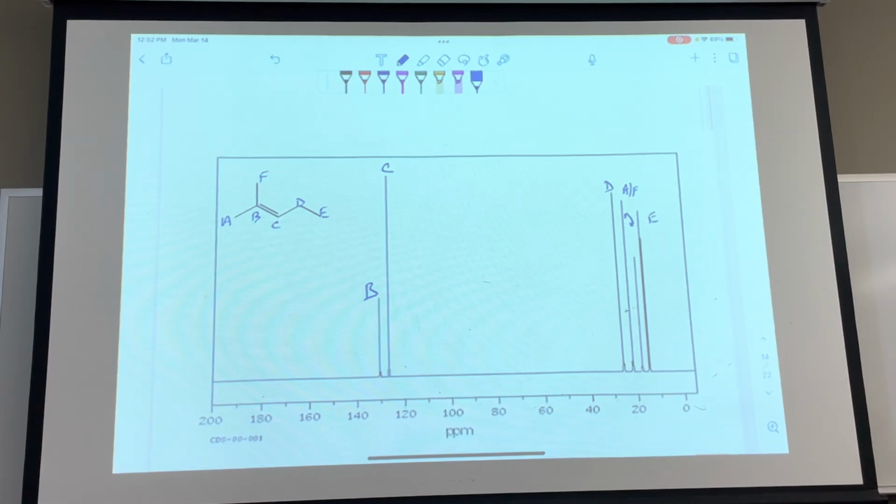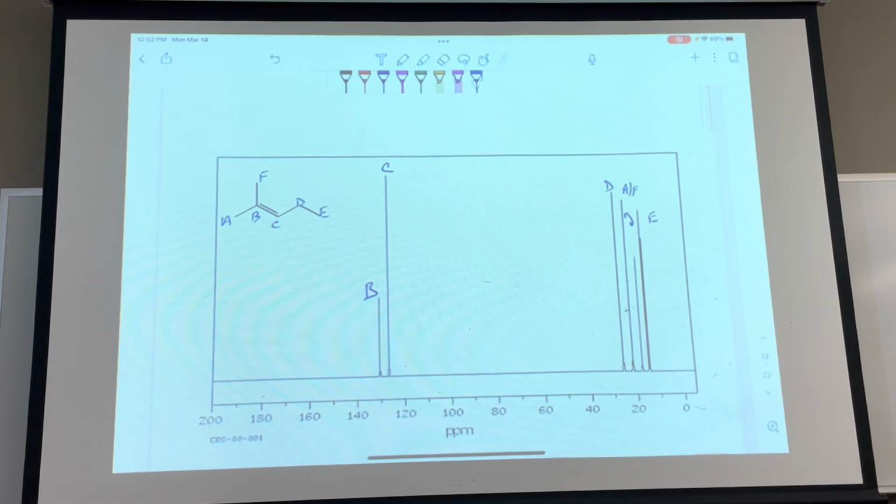All right. Any questions on this one? So you said that one of the double bond carbons is short? I'm not sure I understand.